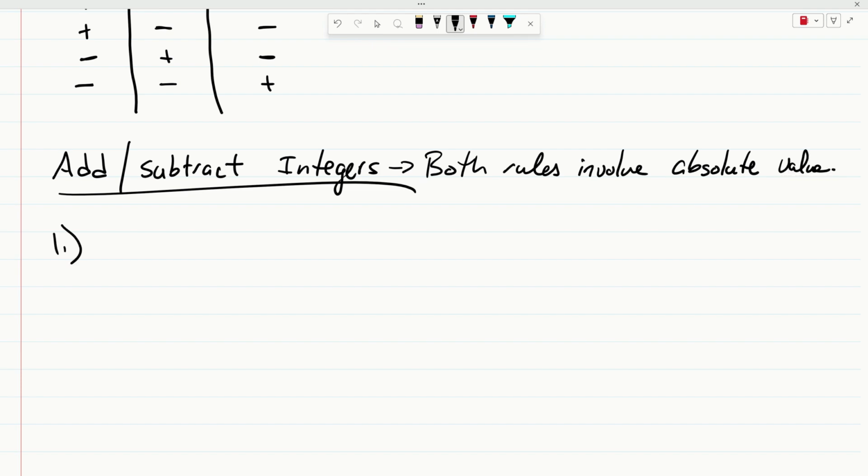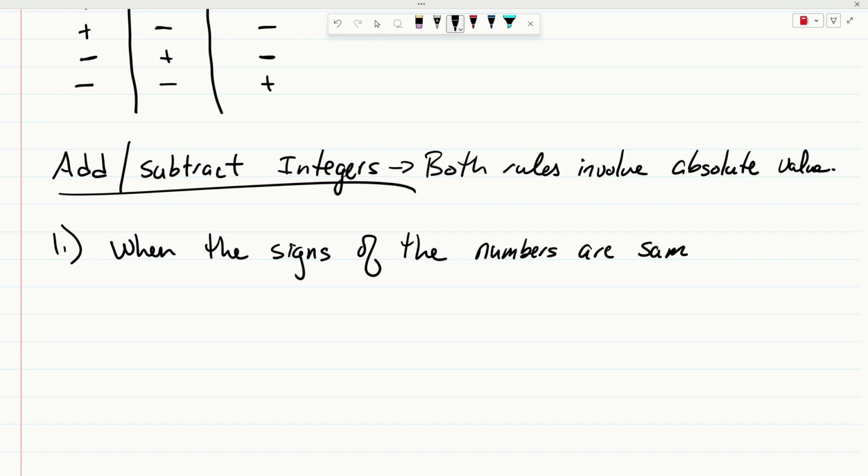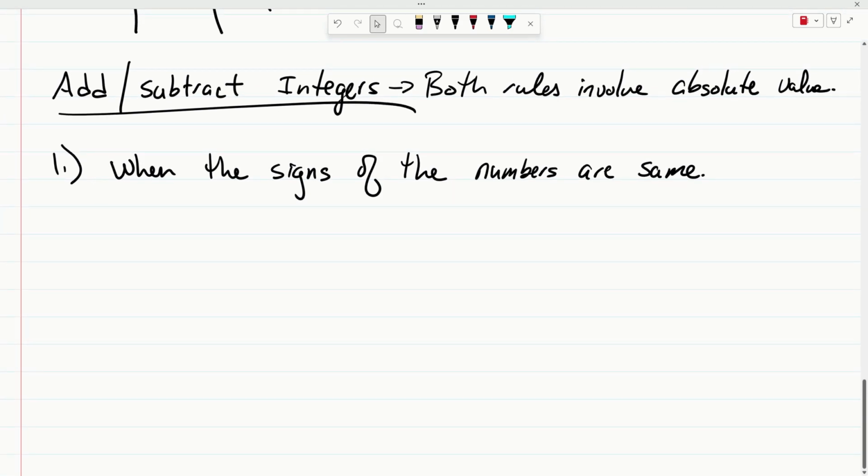So the first rule is when the signs of the numbers are the same. Okay? So when the signs of the numbers are both the same, I think it's easiest just to show you an example. How about 10 plus 15?